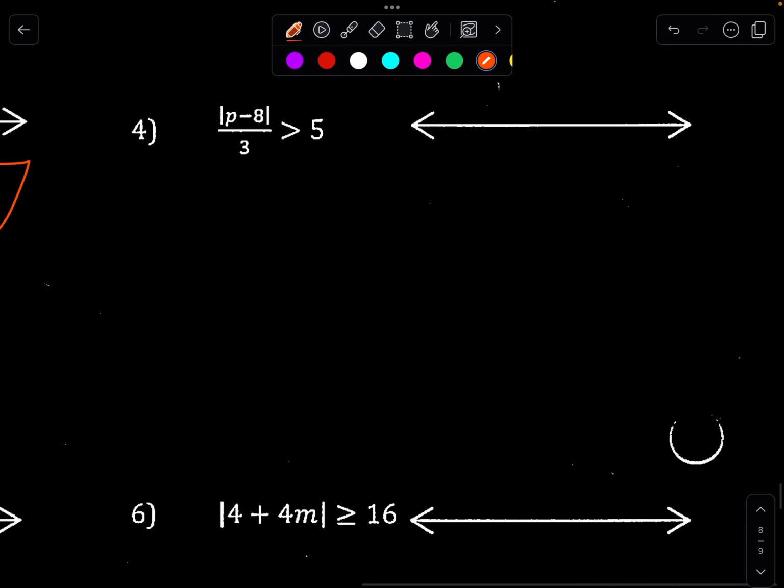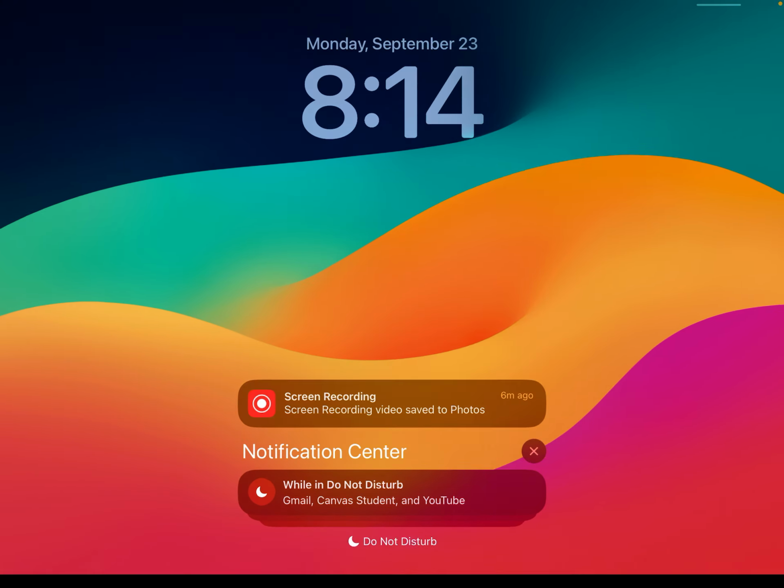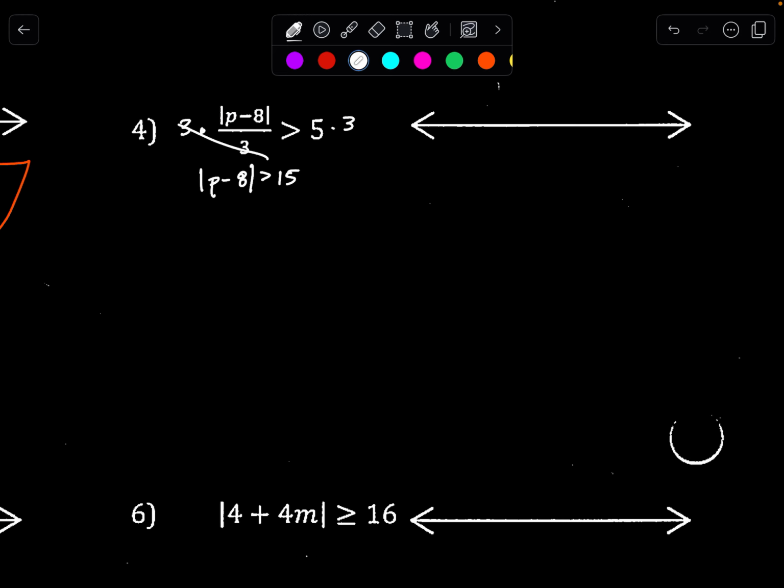All right. Absolute value is not yet solved for. This little 3 on the bottom is kind of screwing it up for us. Get rid of it. Now the threes cancel. You're looking at the absolute value of p minus 8 greater than 15. So check battery level real fast. We good. Okay. P minus 8 is greater than 15. So split your value. P minus 8 greater than 15. P minus 8 less than negative 15.